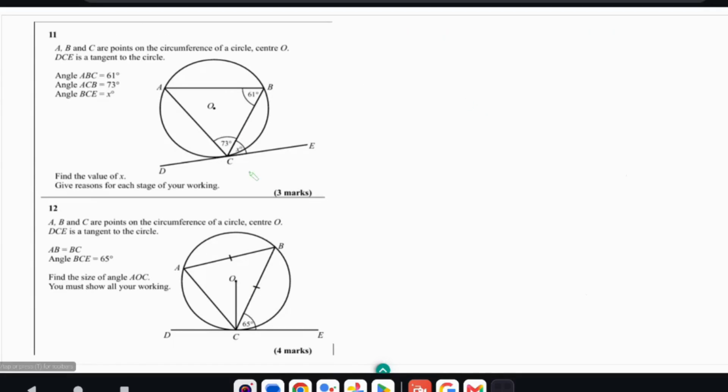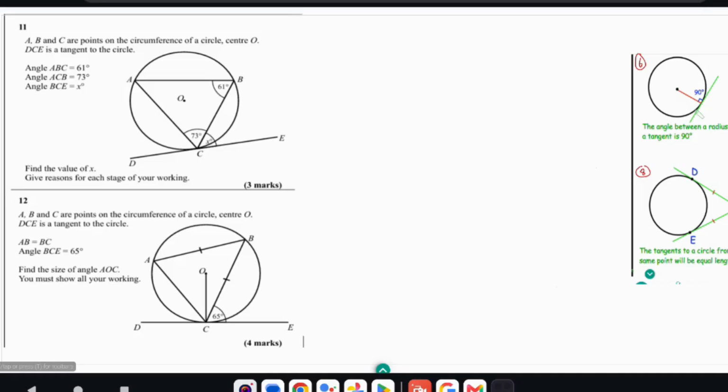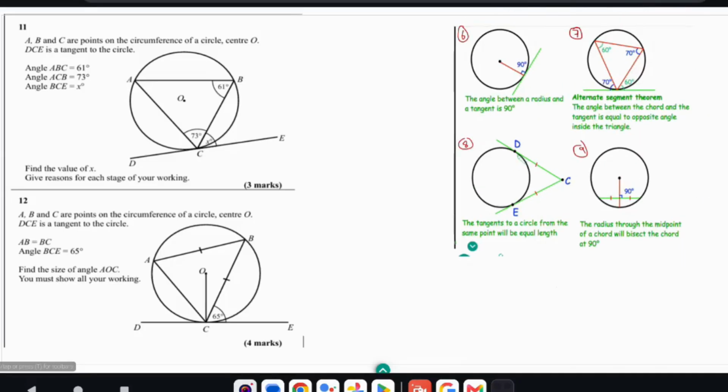Oh, we've got some tangents here. Let's get my tangent. Right. ABC is 61. ACB is 73. BCE is X. I can see immediately here we have the alternate segment theorem. So this angle here is the same as the angle opposite. So that one is the same as X.